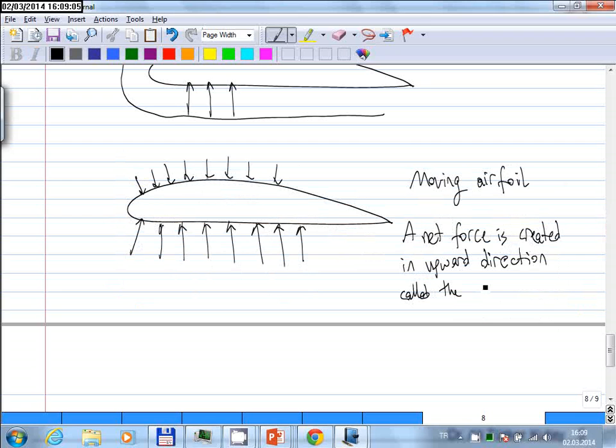So we don't really call that force directly the lift force, but in other case, in upward direction, which forms the lift force.